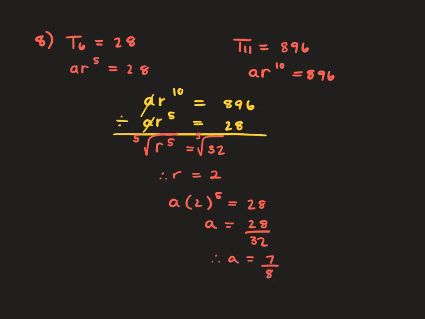All right, so remember we've got to do the first three terms. Term 1 is 7/8. Term 2 is going to be 7/8 times your constant ratio 2, so that's going to be 7/4. Term 3 will be, remember we're multiplying by 2 each time, so we multiply by 2 again, and that will be 7/2. Awesome. Right, so those are our first three terms. Let's have a look at B.